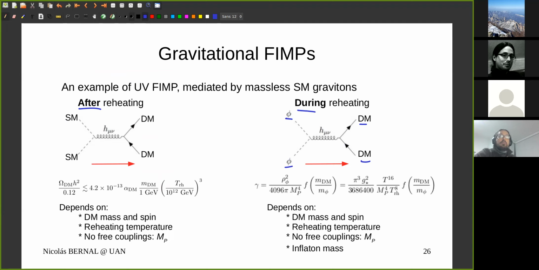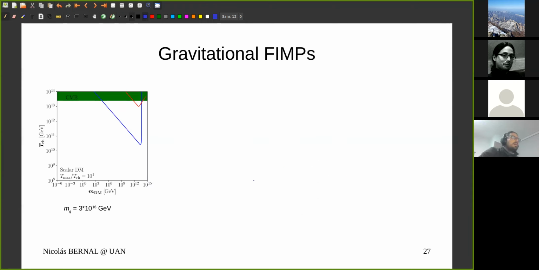into dark matter particles, again via the mediation of the graviton. We can compute that, and it will depend again on the dark matter mass and spin, and the reheating temperature. Again, there will be no free couplings because I'm assuming a 100% gravitational mediated process. Here it will nevertheless depend on the inflaton mass, because the inflaton is one particle in the initial state. So here is basically the same plot I showed you before.